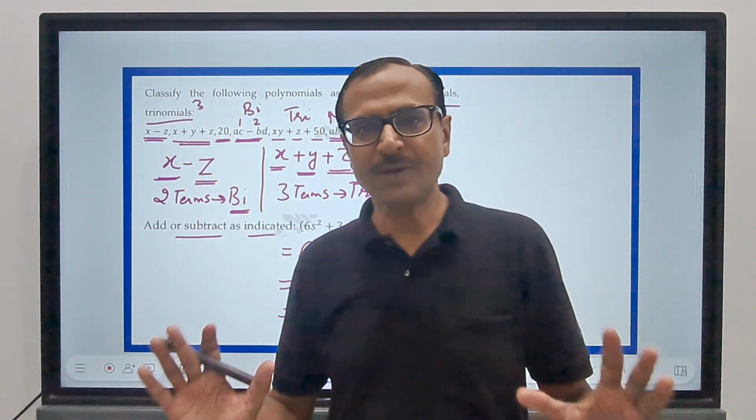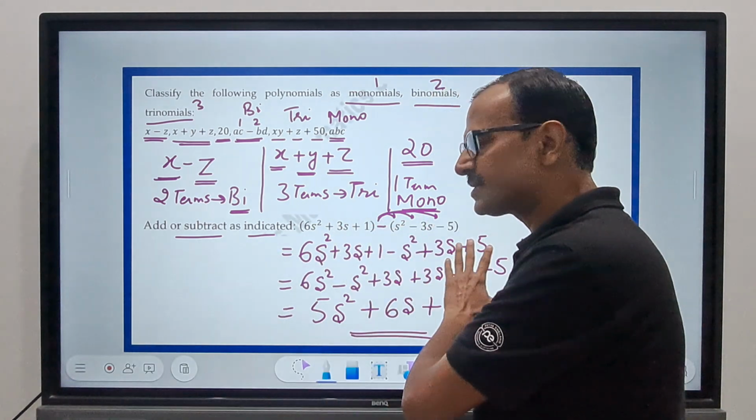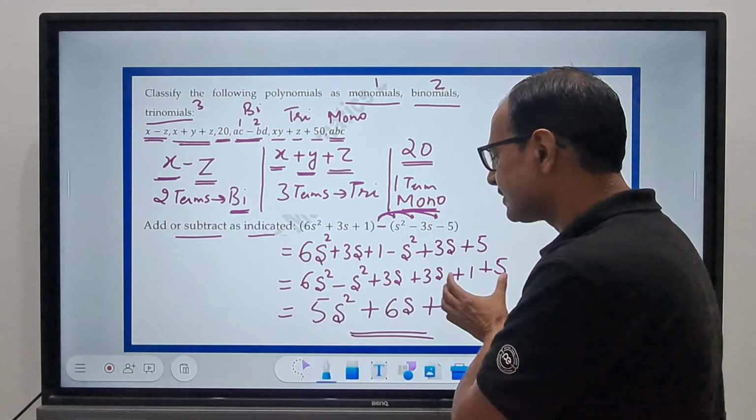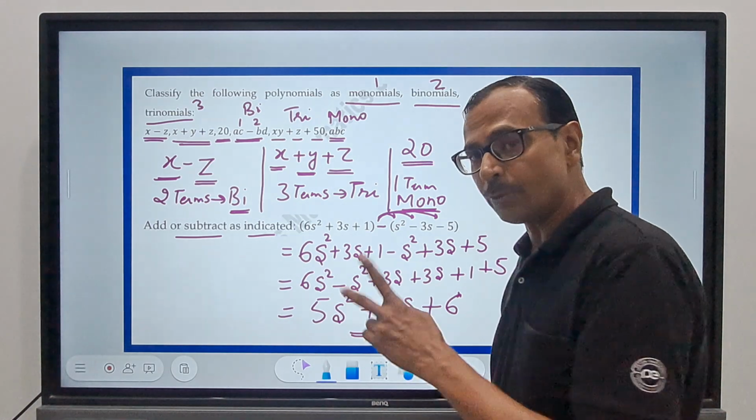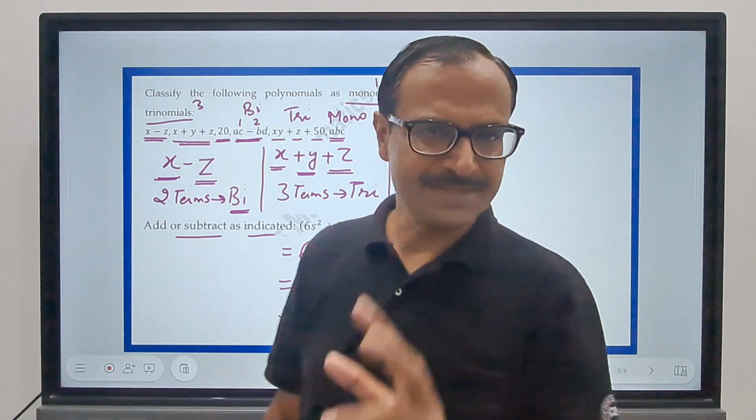Okay, so what is the concept involved? How to open the brackets, how to group the like terms, and how to add or subtract the like terms. Okay, the unlike terms cannot be added or subtracted. Let's see some more questions.